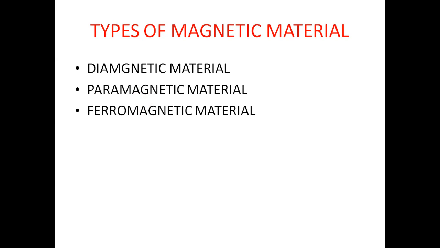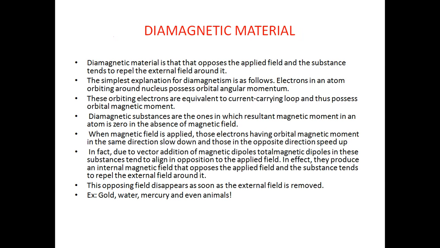Generally the magnetic material is of three types. First one is diamagnetic material, second is paramagnetic material, and third one is ferromagnetic material. Now we will study one by one the different types of material. First one is diamagnetic material. Now what is diamagnetic material?